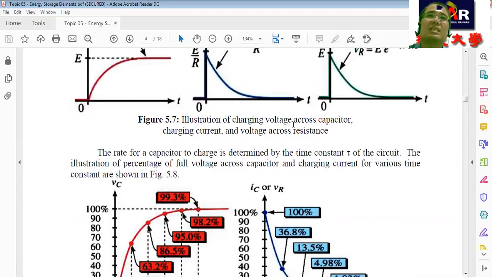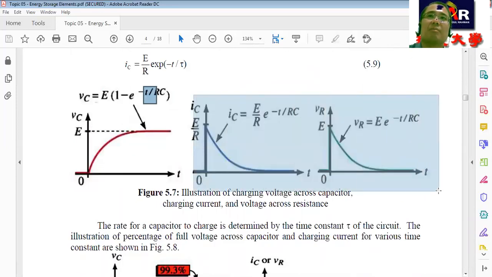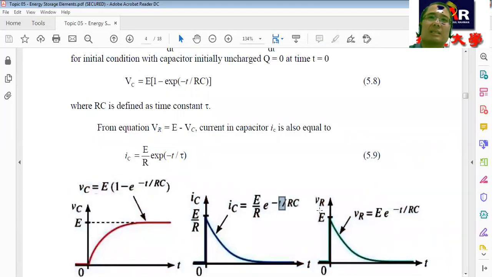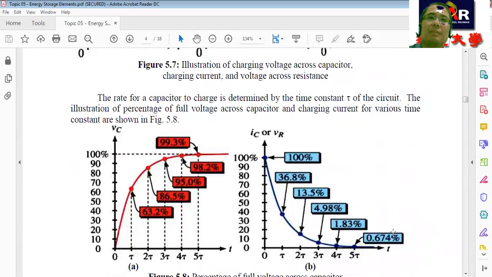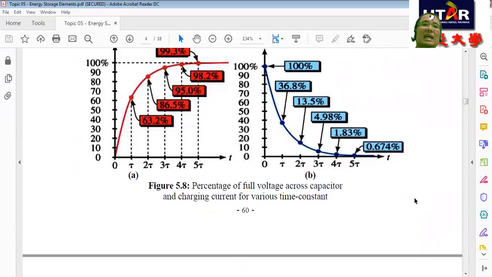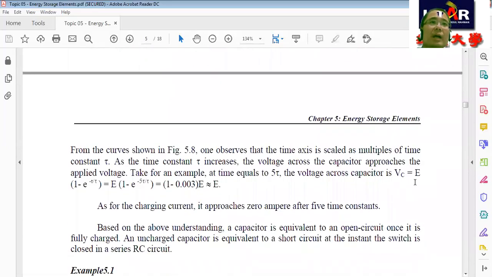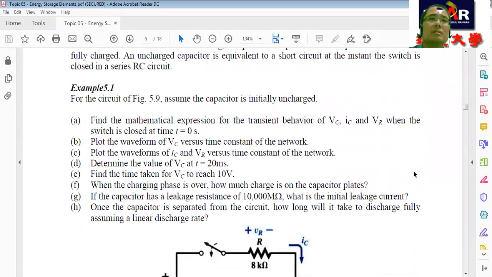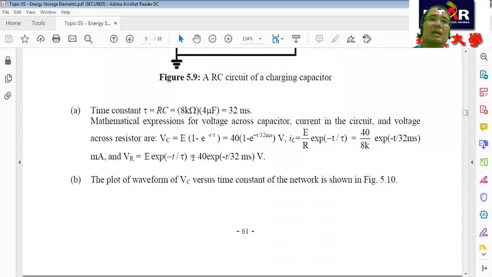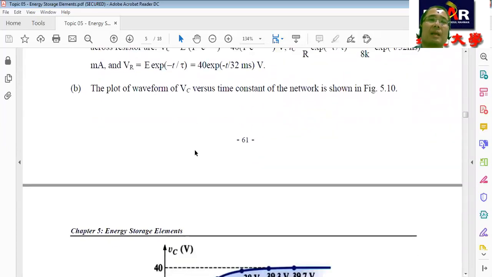Same for IC and VC, the same curve. Substitute the tau into this part and it drops. After 5 tau, it is nearly 0, steady state already, a fully charged capacitor. Okay? So this example we will discuss during our full lecture time. I will discuss this example with you.